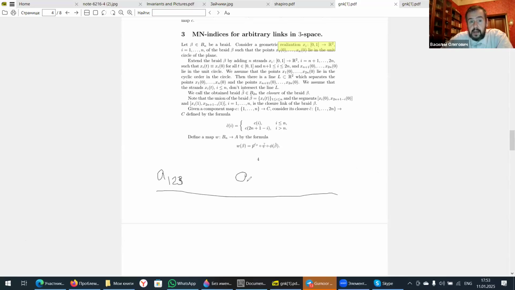And well, I can look at all occurrences of 1 to 3 in my word. There are many generators 1 to 3. Is it possible for those generators 1 to 3 to get close to each other and then to cancel by the relations 1 to 3 squared equals 1?